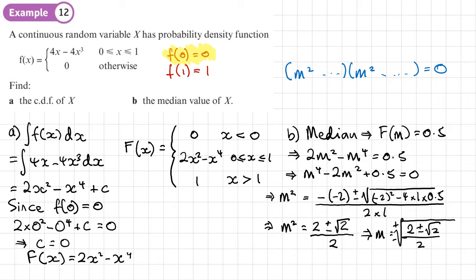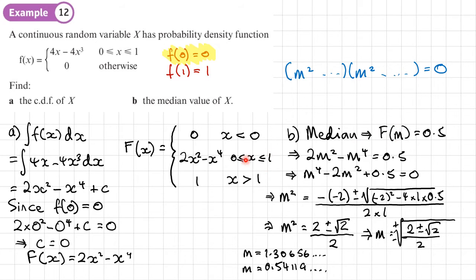So the values of m that we get, one will be 1.30656 and so on, and the other value of m is 0.54119 and so on.